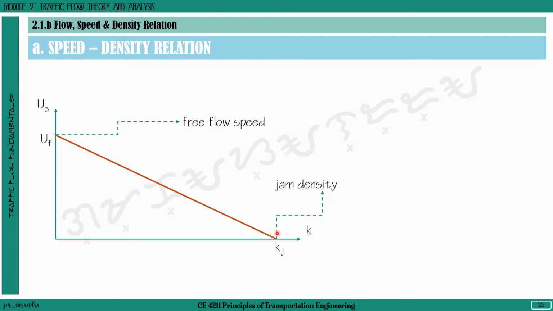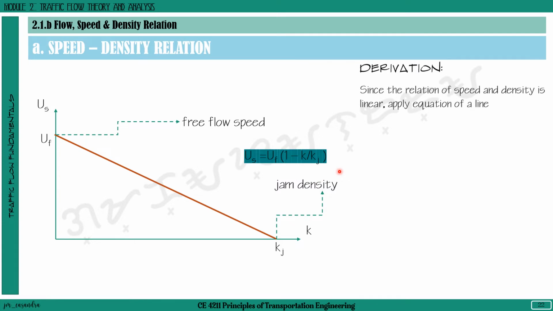And the relationship between the speed-density relation will now be defined by the equation U sub S is equal to U sub F times 1 minus K over K sub J. So the derivation now for the relationship of speed and density will be taken from the linear relation. Therefore, we are going to apply the equation of a line.